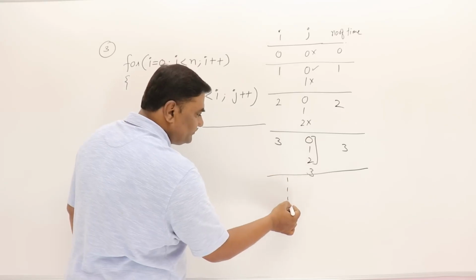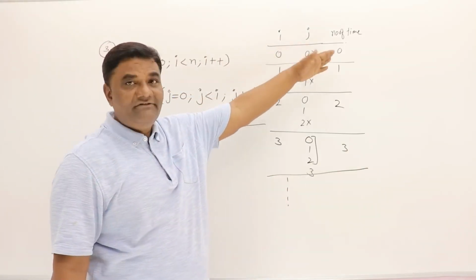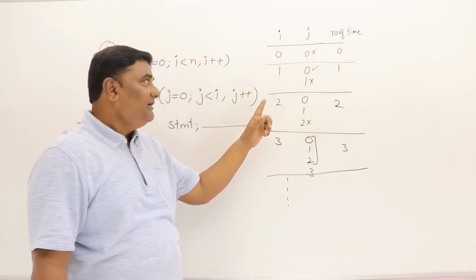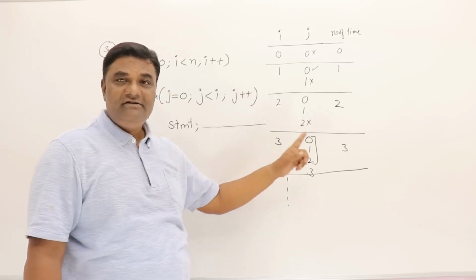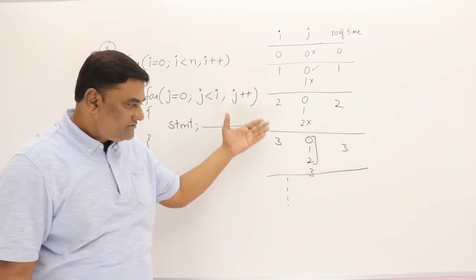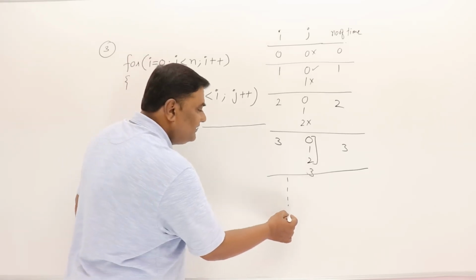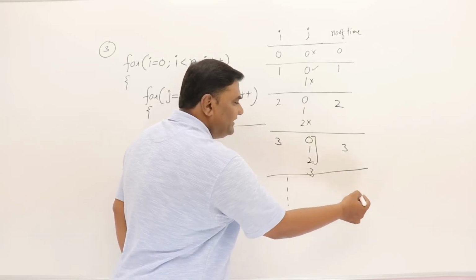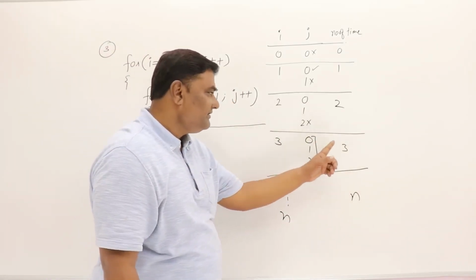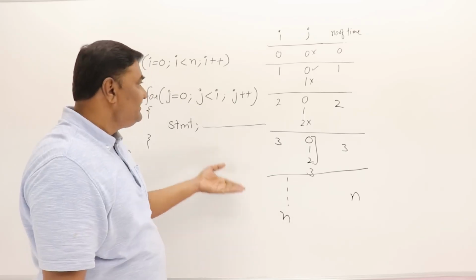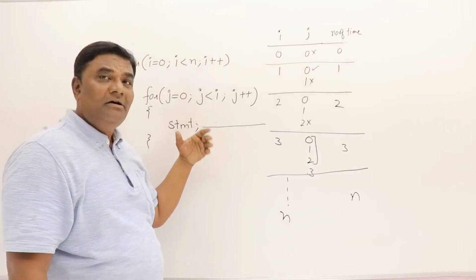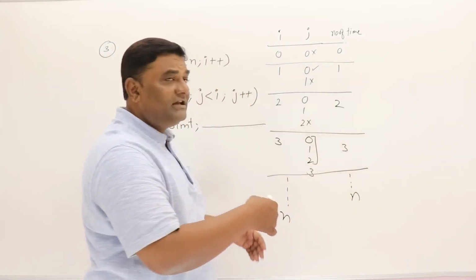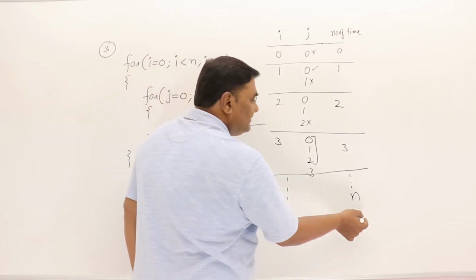And this process continues. See, when i was 0, the statement never executed. When i was 1, it was executed 1 time. When i was 2, it was executed 2 times, 3 times, and so on, up to what? n. So when it reaches n, how many times will this execute? n times. Actually it is less than n, but let us say it is reaching till n, say 10 times. So in total, how many times is it executed? This one.